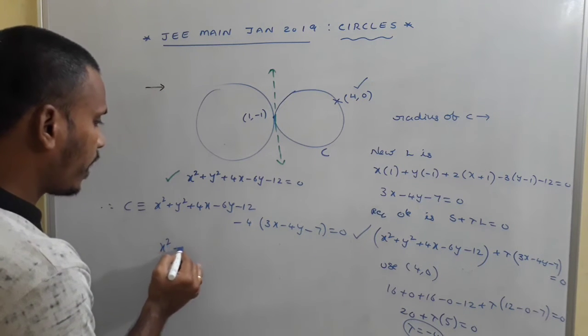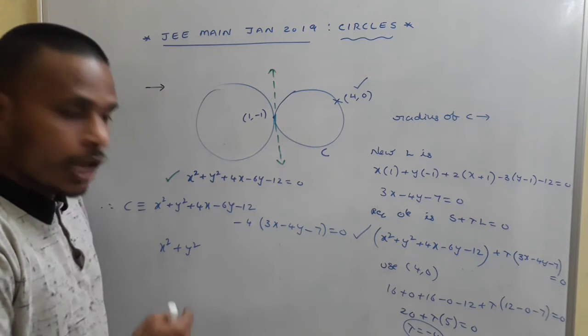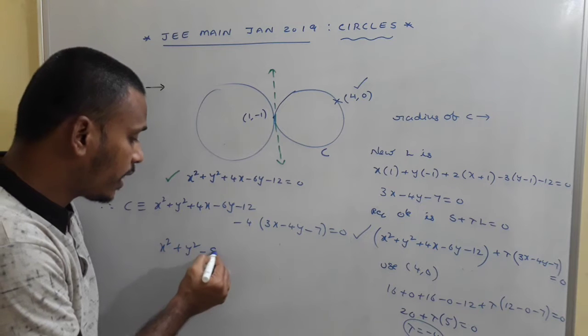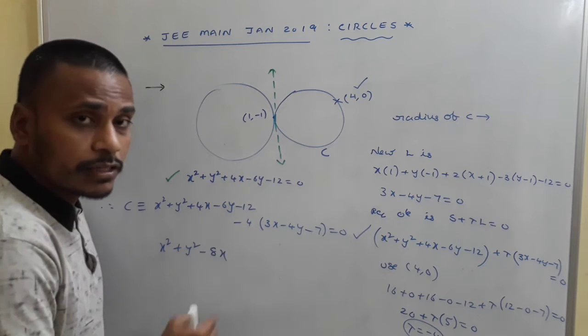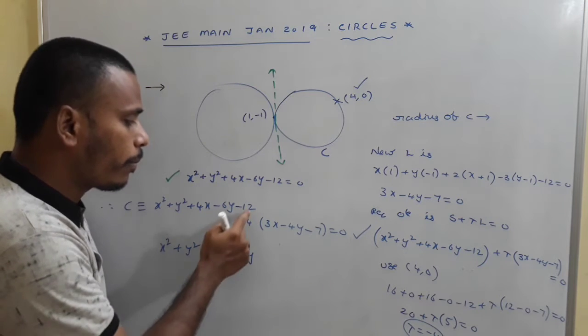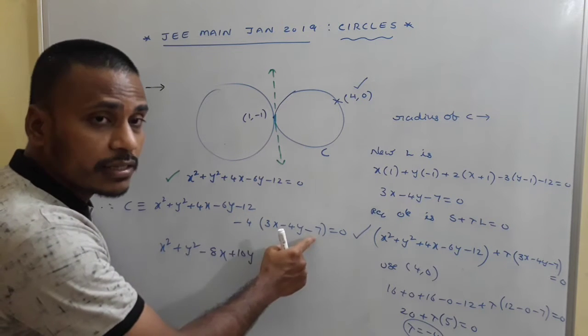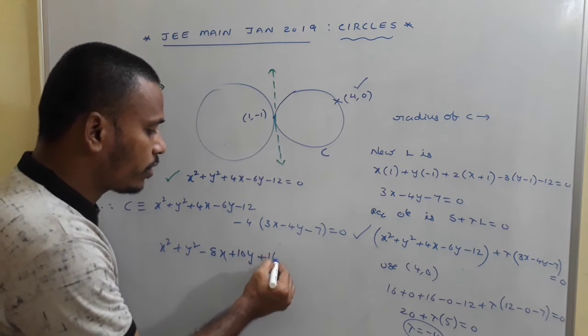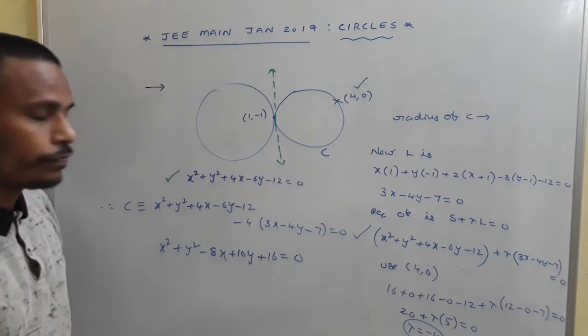Simplify. x square plus y square, 4x and minus 4 times 3 is 12, 4 minus 12 gives minus 8x, then plus 16y and then minus 6y, so plus 10y, minus 12 minus of minus 28, 28 minus 12 is 16, plus 16 is equal to 0.